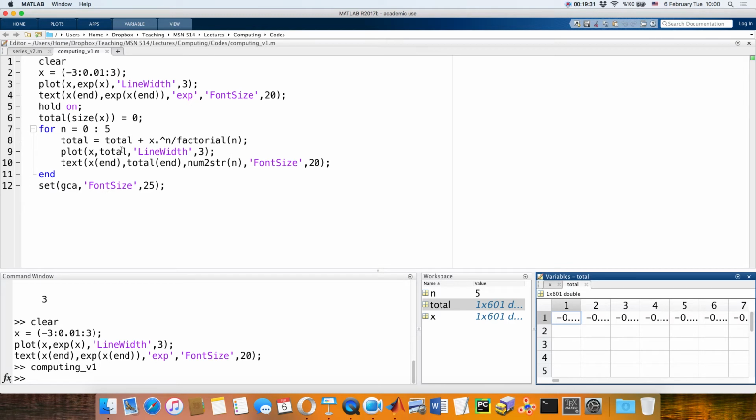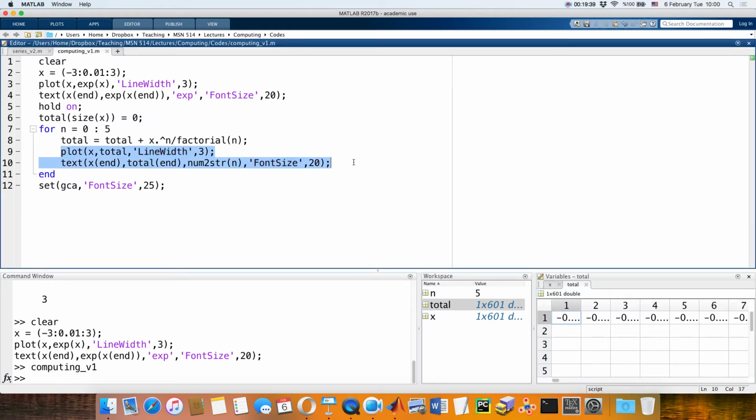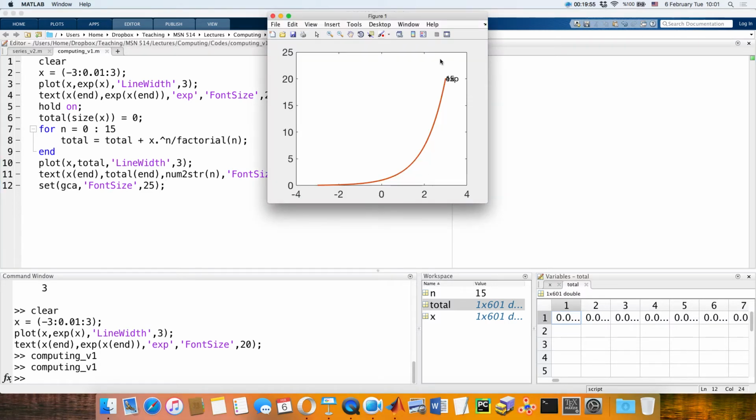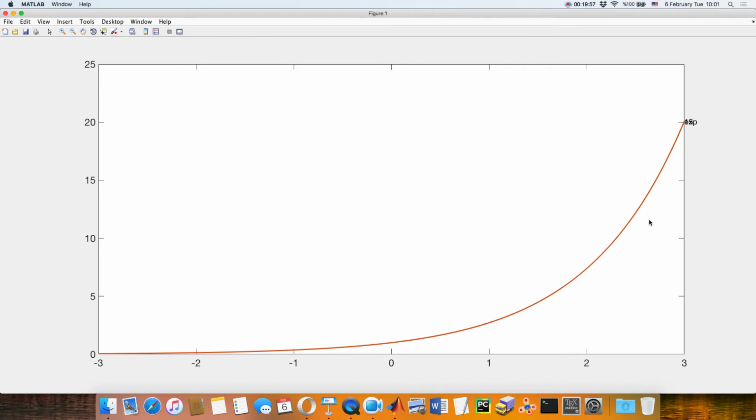I want to show you one more thing, which is I will just erase this repetitive thing here. I will put it down here, and I will increase it to 15, for example, and run it. So this one shows you what happens after you include 15 terms. The two curves are indistinguishable, right? They are on top of each other.